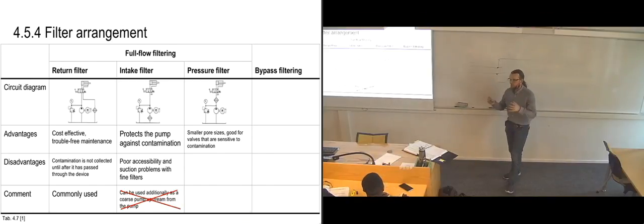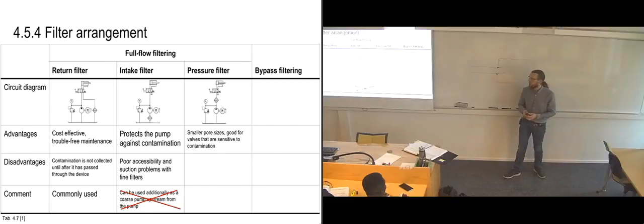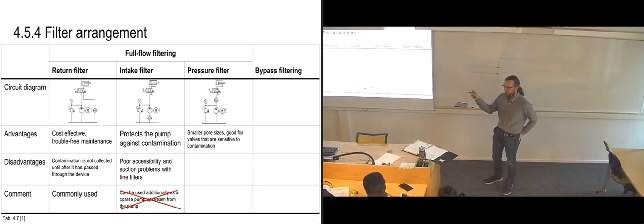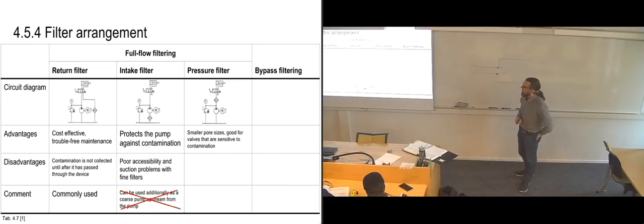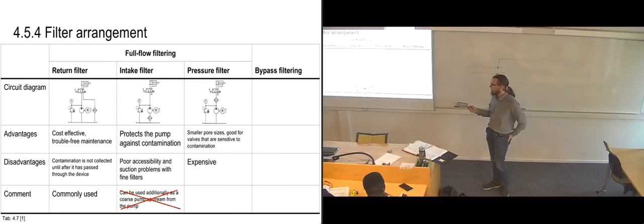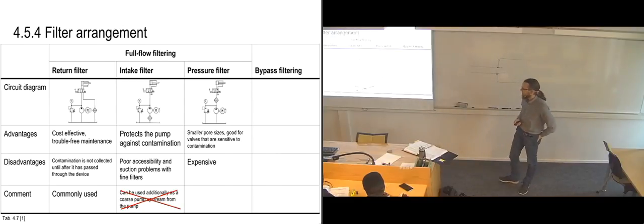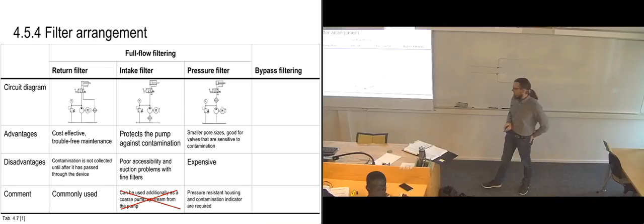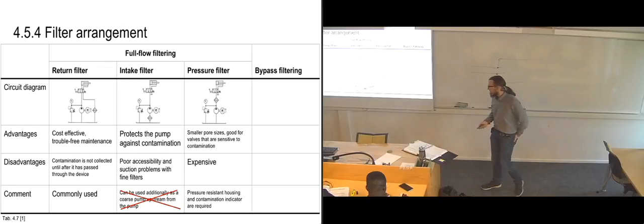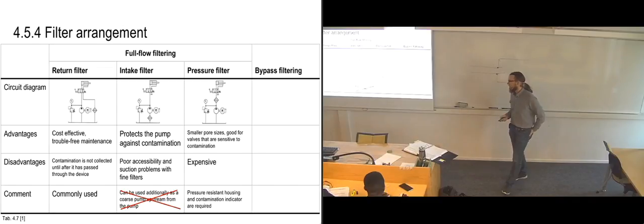So again, when valves become very small, there isn't all that much space to flow through them, so you can very easily clog them up with contamination particles. But they are very expensive, so that's a huge disadvantage. And you also have to have a pressure-resistant housing.